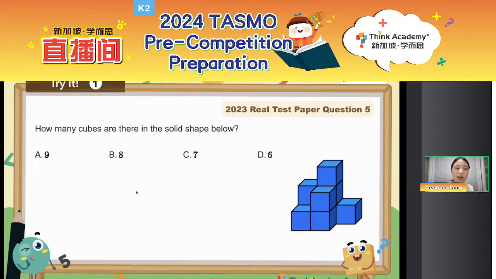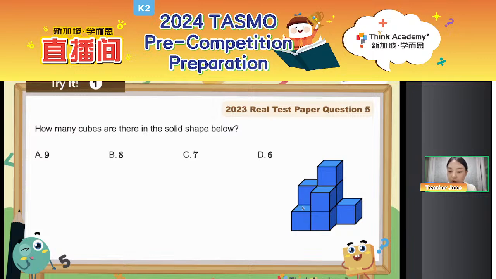So this time, everyone, let's try to count. How many cubes are there in the solid shape below? This is a 2023 TASMO real test paper question 5. Probably you've already seen this before. So this time, everyone, let's count in order. We can see this time, how can we count?